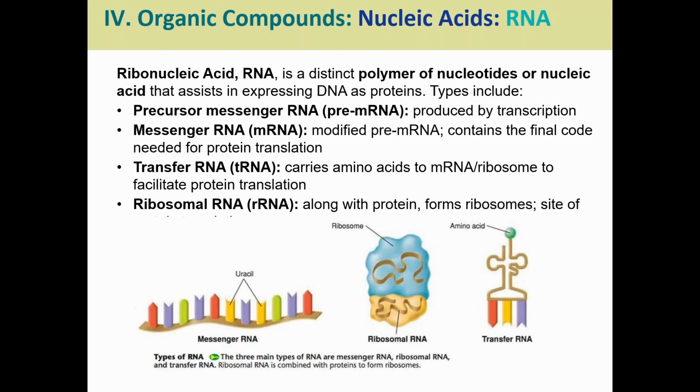Now, RNA, again, is a single chain. We don't have that second strand. We have lots of different types of RNA, including precursor mRNA, mRNA, tRNA, and rRNA. mRNA is basically what's going to be produced by transcription and is modified into a code that's going to be used to make a protein. Transfer RNA is going to bring amino acids for that protein making process, and then rRNA is going to be part of the ribosome, which is basically the machinery used to make the proteins that we need every day.